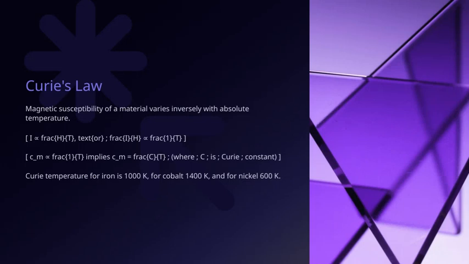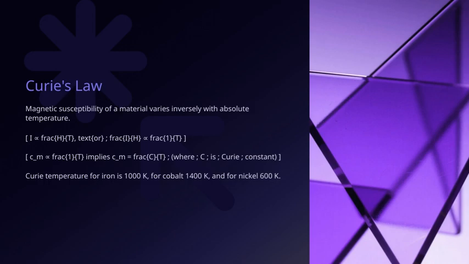Let's take a closer look at the Curie temperatures for some common magnetic materials. For iron, the Curie temperature is around 1000 Kelvin. Cobalt has a higher Curie point at about 1400 Kelvin, while nickel's Curie temperature is lower, at approximately 600 Kelvin. Now, this brings us to an important relationship called Curie's law.